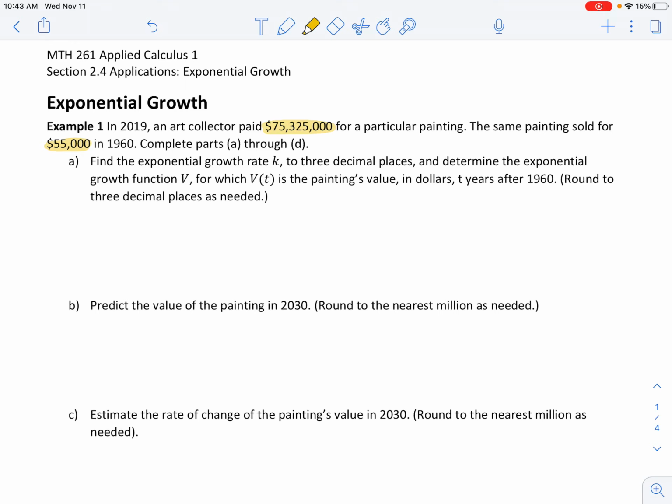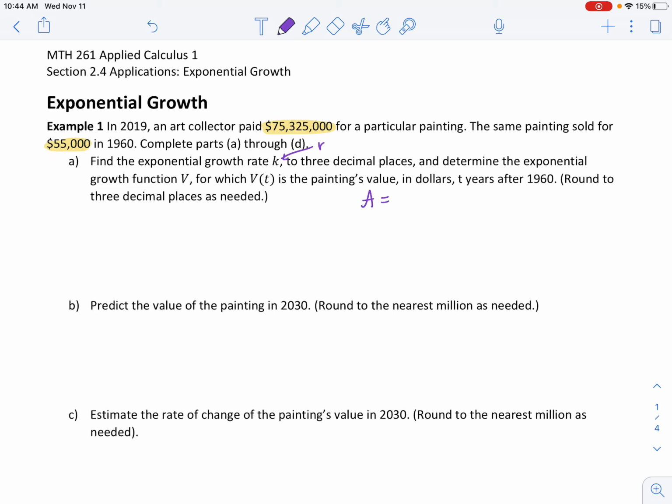So let's see what we are doing here. Complete parts A through D below. Find the exponential growth rate K. We used R when we were doing exponential functions, to 3 decimal places, and determine the exponential growth function V, for which V of t is the painting's value in dollars t years after 1960. Round to 3 decimal places as needed. Okay, we can do this.